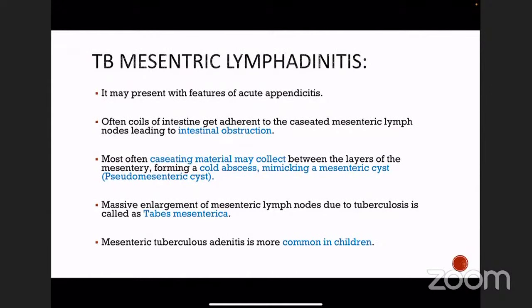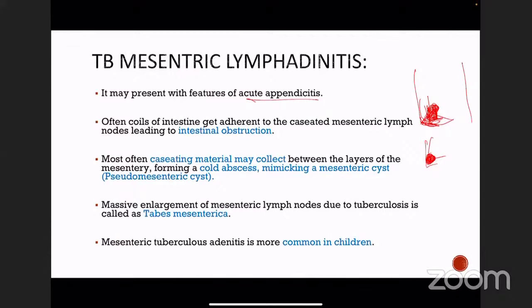Continuing with TB mesenteric lymphadenitis, it may present with features of acute appendicitis, obviously, as it is a mass in RIF, right? Often coils of intestine get adhered to the caseated mesenteric lymph node, causing intestinal obstruction. This is the mass of lymph node in RIF. This is cecum, this is ileum. It gets adhered to this part and causes thickening and hyperplastic changes of the wall of ileum and cecum, causing secondary intestinal obstruction, or it can directly cause obstruction by its weight. This is the ileocecal junction. If the lymph node is here, it will press the ileocecal junction due to enlargement, and due to this outside pressure from the weight of the lymph node, it causes secondary intestinal obstruction.